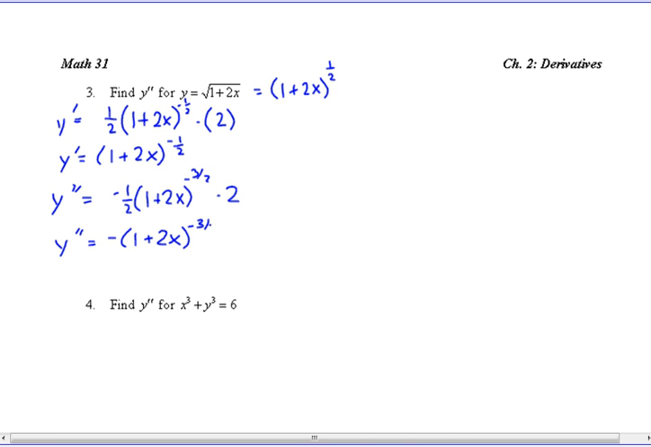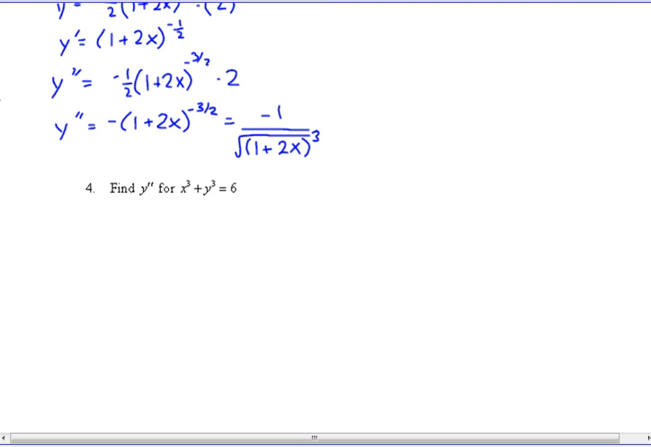Okay, so writing this in the original form, guess where we have to put it? The bottom. Okay, and it's 1 plus 2x. What's the root? What index do we have? 2, and the top is the power. Power over root. Power over root. And there's our answer.